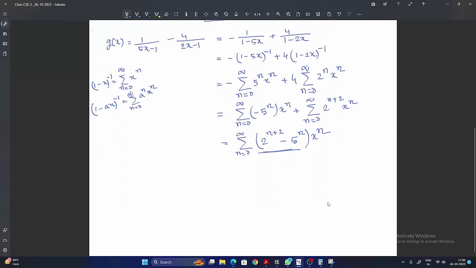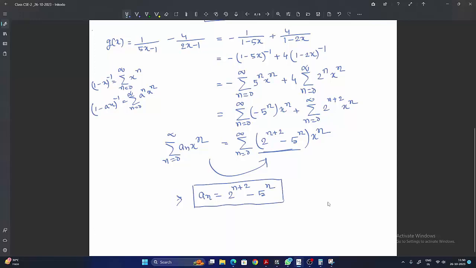That means the solution here: g(x) is equal to the sum over n from 0 to infinity of a_n x to the power n, and now what we have is equal to the sum over n from 0 to infinity of that into x to the power n. That means our a_n is equal to 2 to the power n plus 2 minus 5 to the power n. So that is the solution of the series.